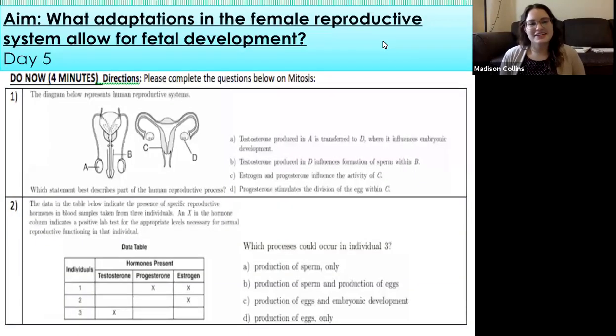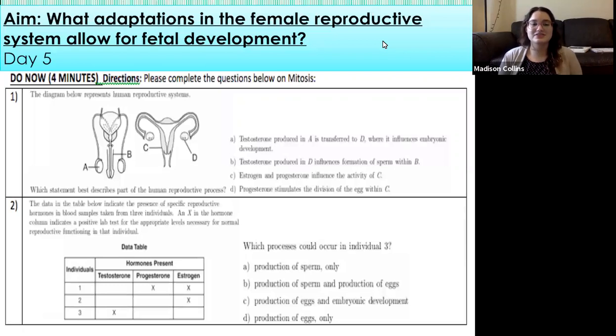Welcome back. This is day 5 of human reproduction. It's actually our last day of human reproduction. So today our aim is to finish up talking about what adaptations in the female reproductive system allow for fetal development. Yesterday we talked about the timeline of events that has to happen in order for that fetus to grow correctly. But today we're going to be talking about what structures need to be present and working correctly in order for that fetus to develop as well.